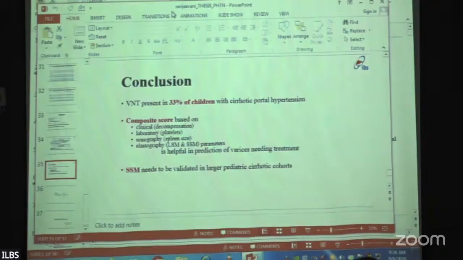Baveno 8 guidelines in pediatrics are also available. Have you got them? The Baveno 8 pediatric session has complete new guidelines. So that also you can use.